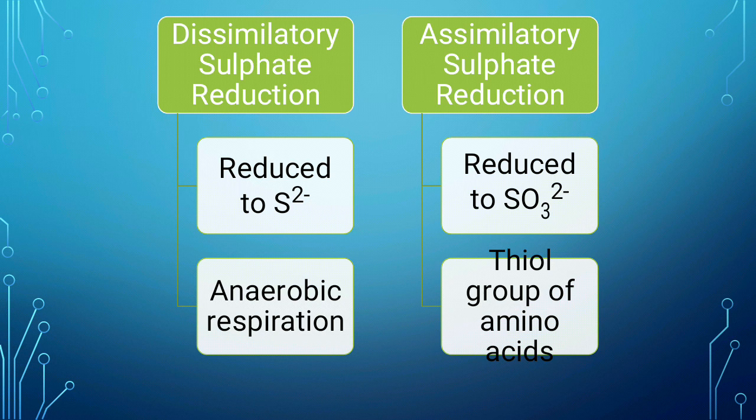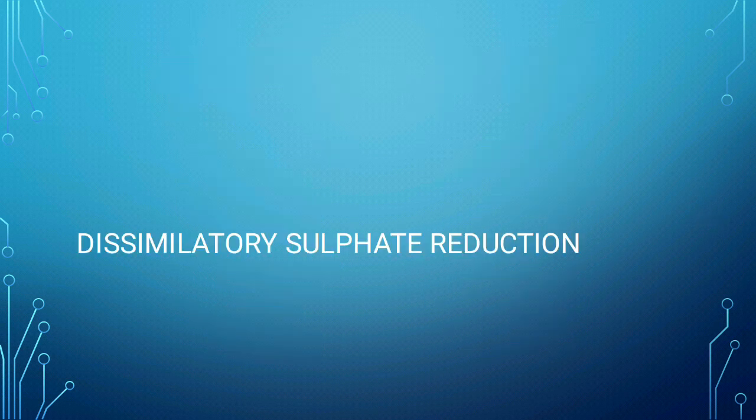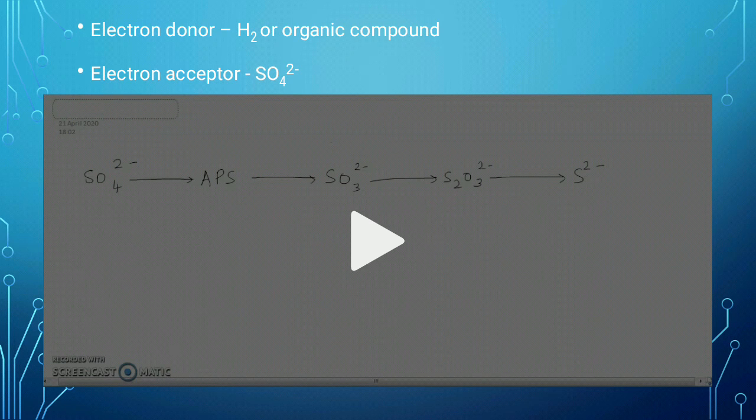In dissimilatory, it is reduced to sulfide. In assimilatory, it is reduced to sulfite, but the stages are many. So we will study in detail about dissimilatory and assimilatory sulfate reduction. Now the first one is dissimilatory sulfate reduction.